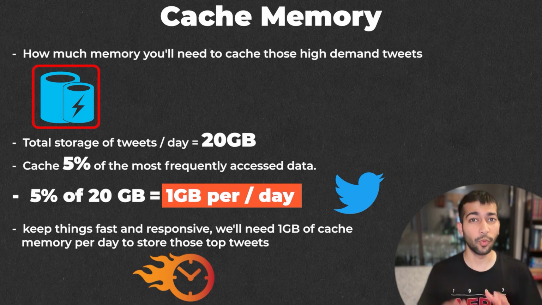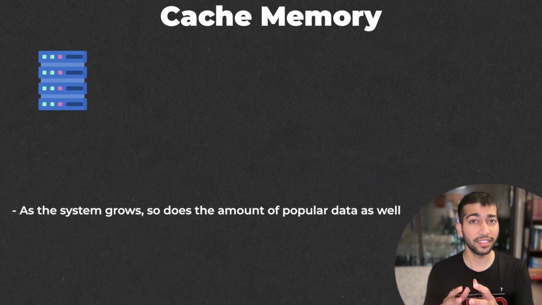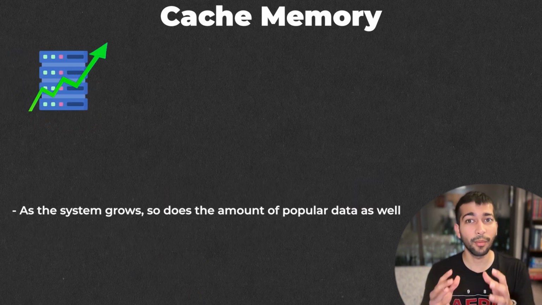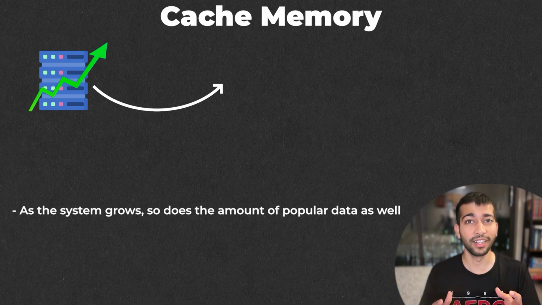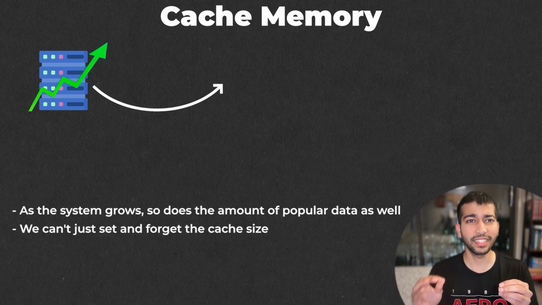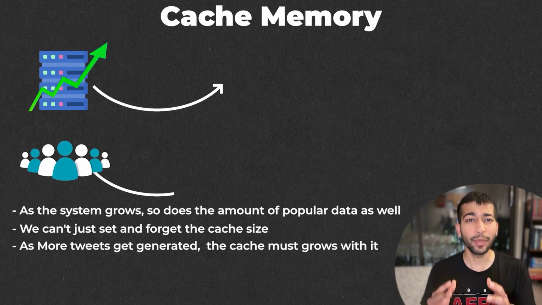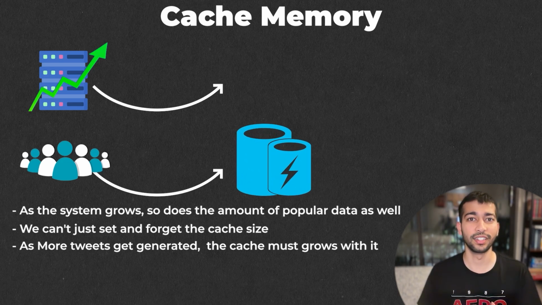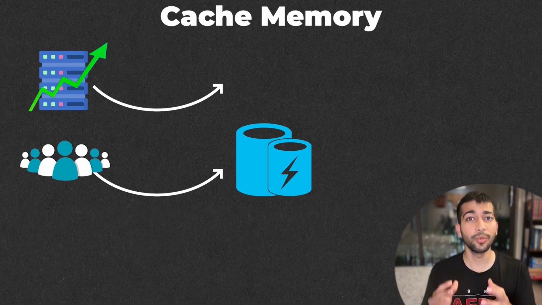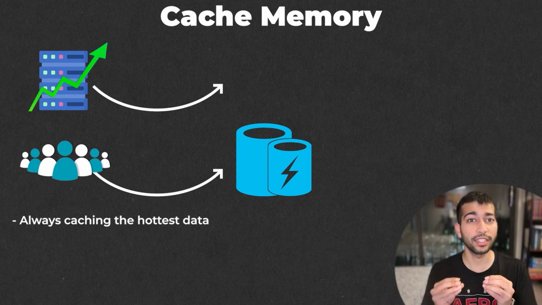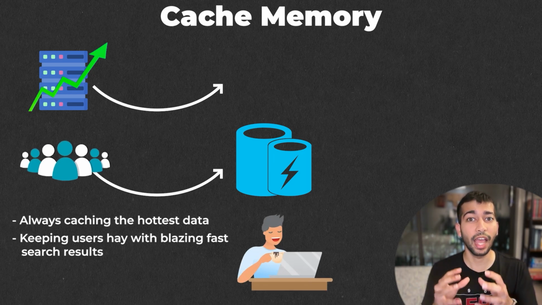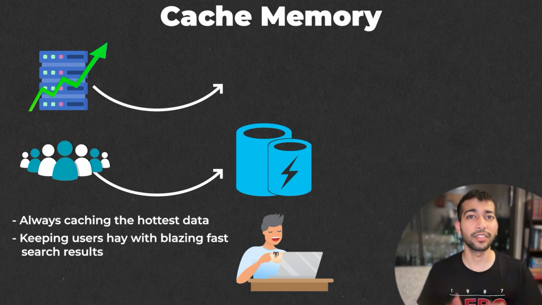Now, one thing to note here, as the system grows, so does the amount of popular data as well. We can't just set and forget the cache size. As your user base expands and more tweets get generated, we need to make sure the cache grows with it. The system should be able to scale. So we are always caching the hottest data and keeping users happy with blazing fast search results.